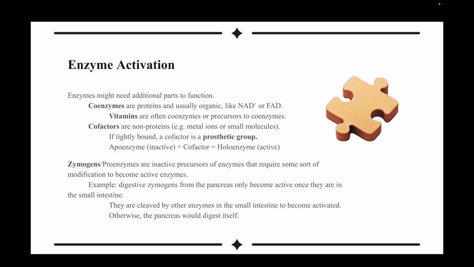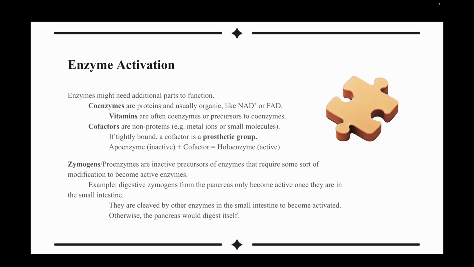Some terms you may see are apoenzyme, which is an inactive enzyme without its cofactor. When you add that cofactor in, you create a holoenzyme, which is an active enzyme with its cofactor. Zymogens, or proenzymes, are inactive precursors of enzymes that require some sort of modification to become active enzymes.